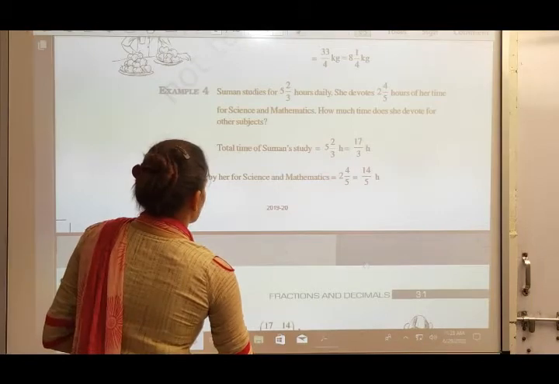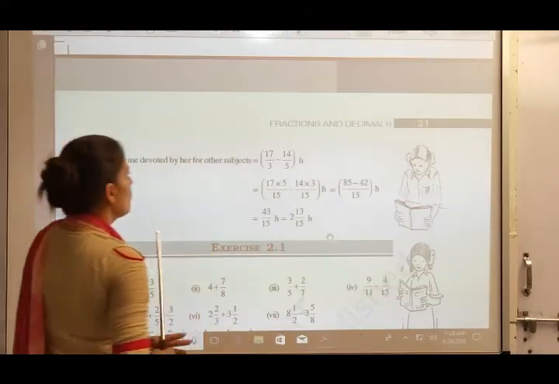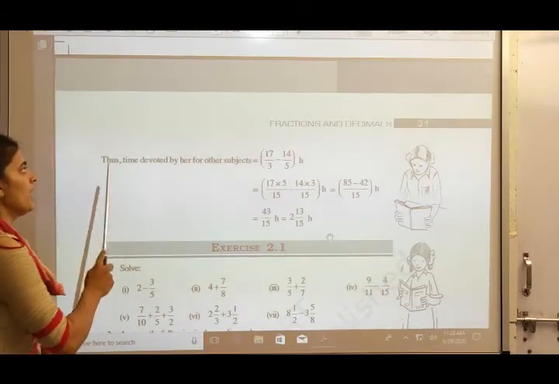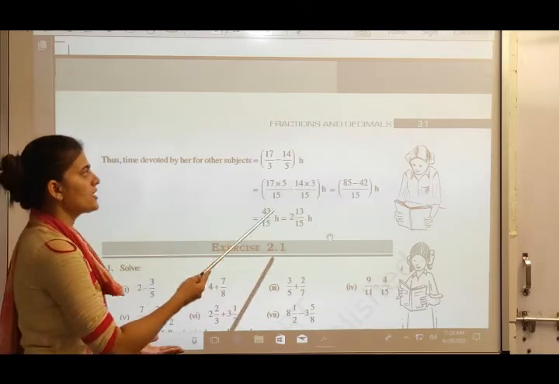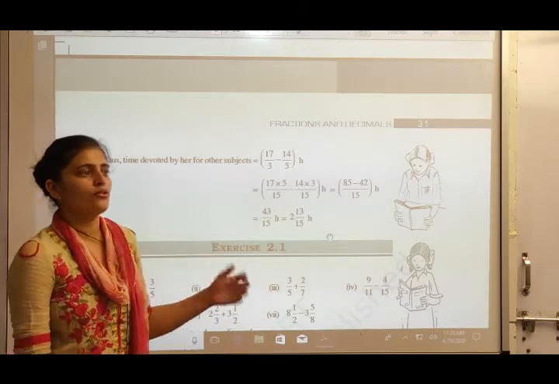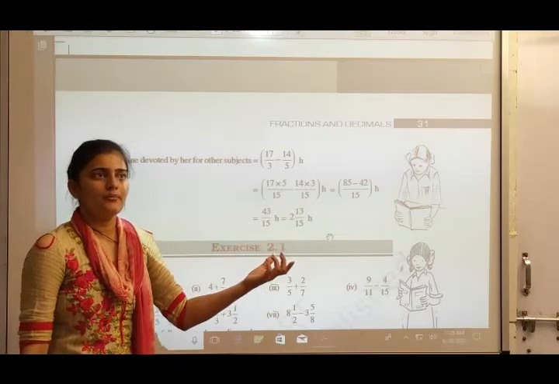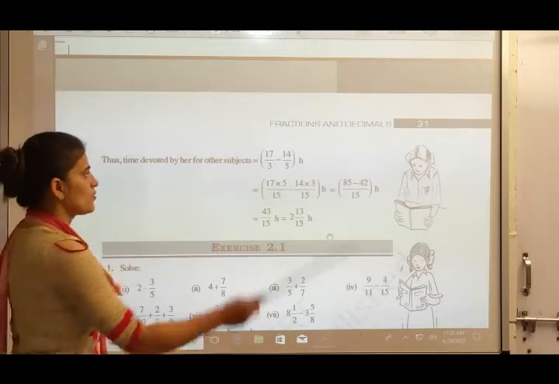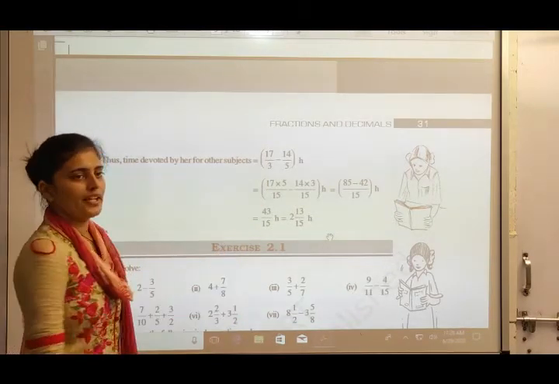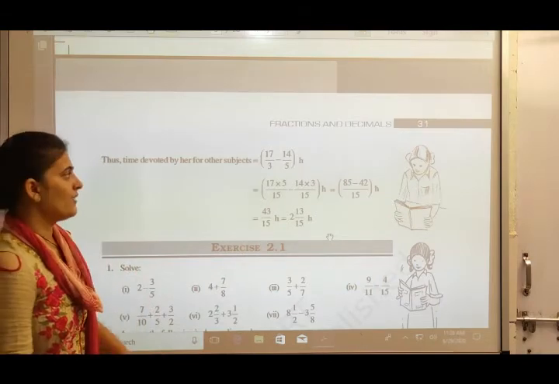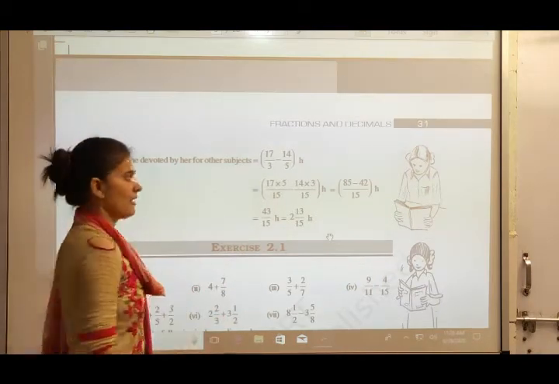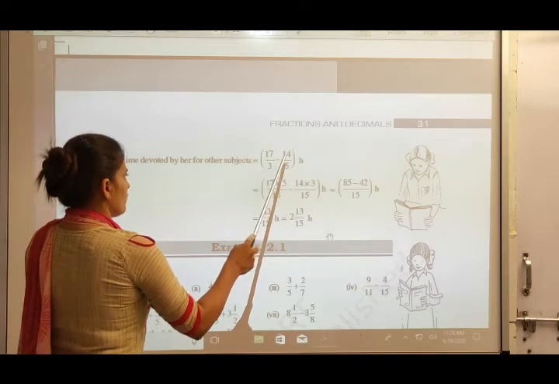Afterwards, what do we have to do? We only need the time devoted by her for the other subjects, which means we have to subtract the time taken by science and maths from the total time. The total time was 17/3. Now science and maths are taking 14/5, which we have to subtract. So 17/3 minus 14/5 hours.